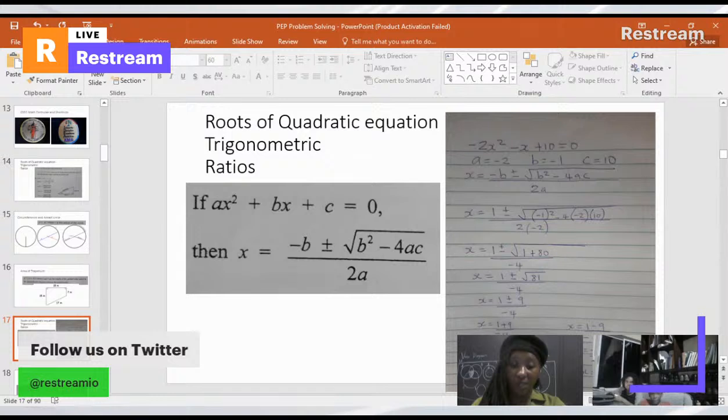The next formula on the CSEC is what we call the quadratic formula.